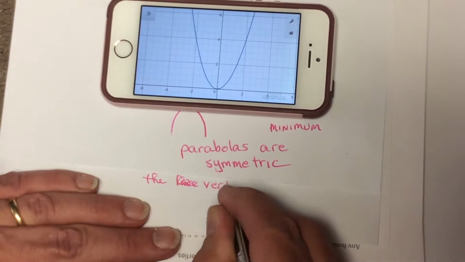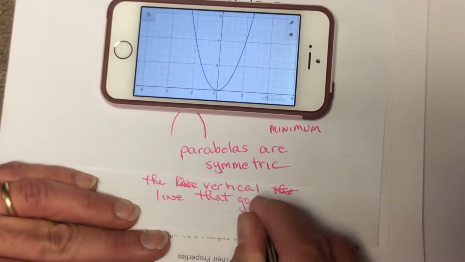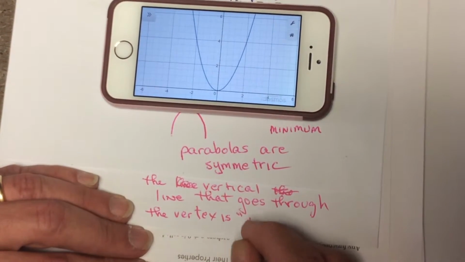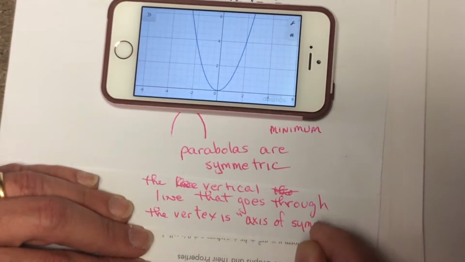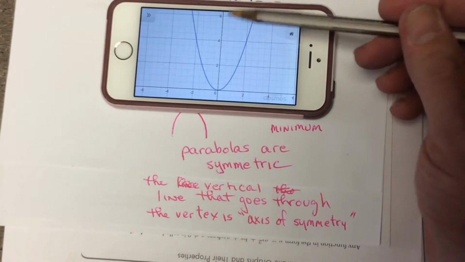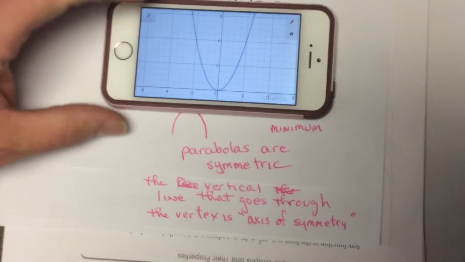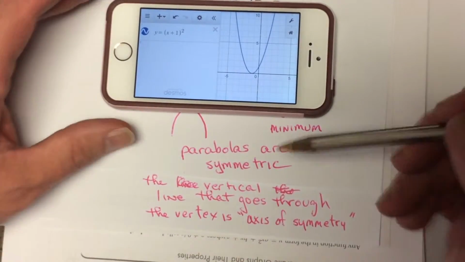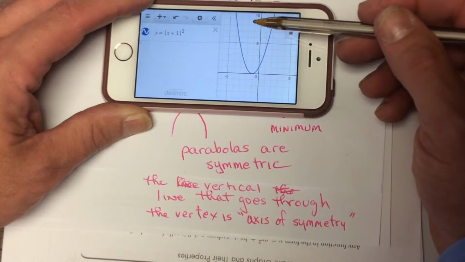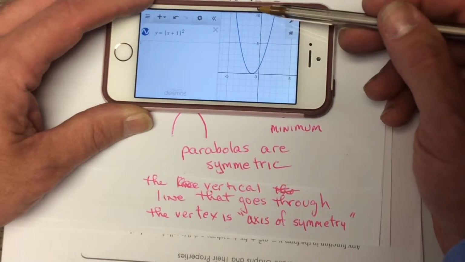and the vertical line that goes through the vertex is called the axis of symmetry. That's what that's called. This line right here that goes through the center is called the axis of symmetry. Even if I move the parabola, you'll notice that the y-axis isn't the axis of symmetry anymore. The axis of symmetry has moved to the left along with the vertex.